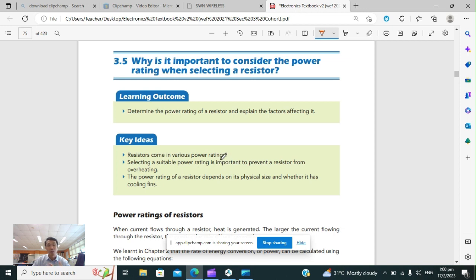So now we're going to talk about power ratings when we want to select a resistor. After you've made your calculation, you look at your E24 series, and you know exactly what sort of resistor you need. The next important thing to consider is the power rating. Why? If we use a resistor that has too low a power rating for a high power application, there's going to be a failure of that component, that resistor.